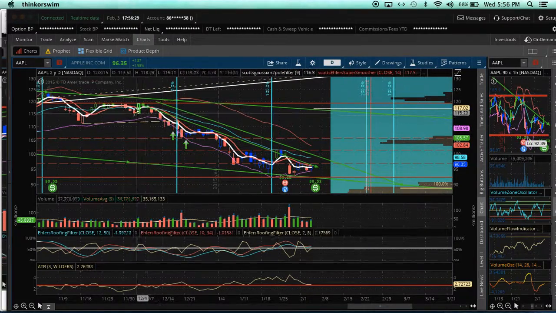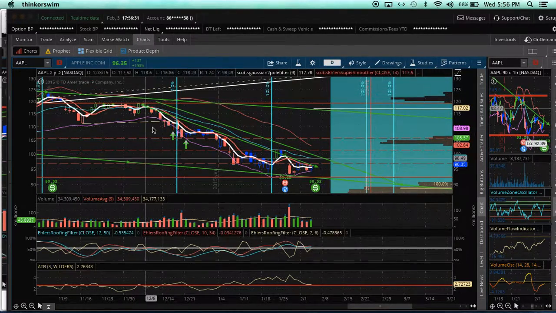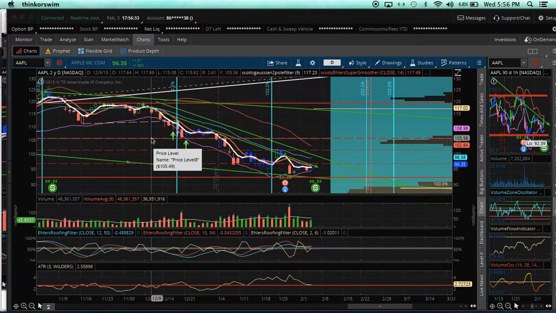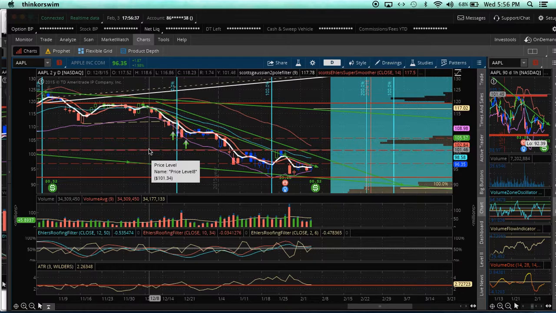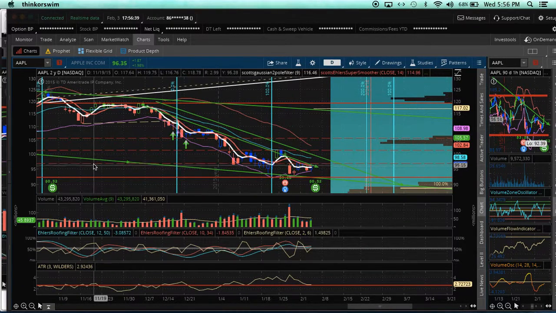All right. Again, this is our channel going down. These are support areas at 105.50, 101.50, 96.50, 92. All right, so basically right now price has been underneath this green trend line coming down.